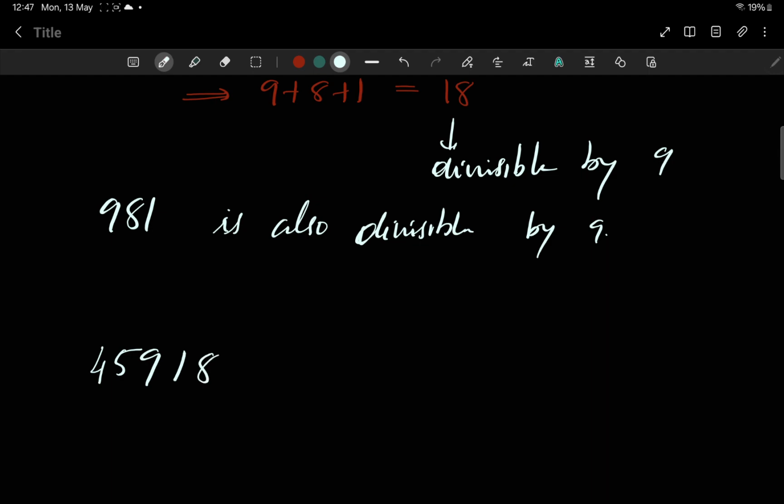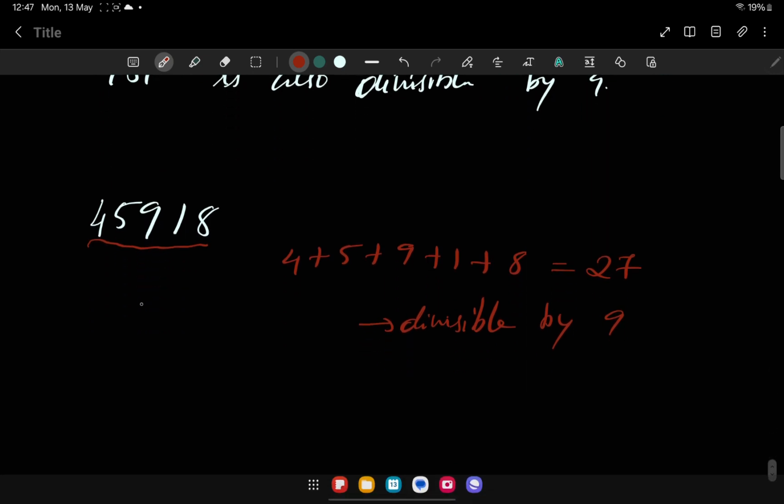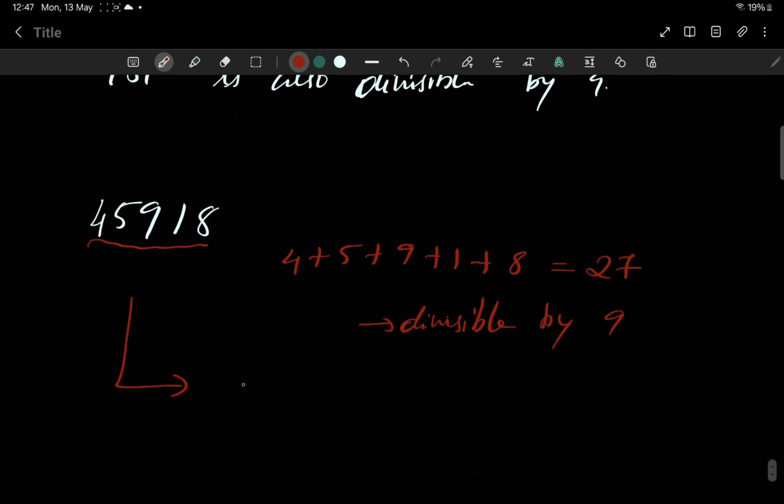Okay, I will take one more example. 45918. So you need to add all these digits, that is 4 plus 5 plus 9 plus 1 plus 8, which is equal to 27. This 27 is divisible by 9. Therefore this number 45918 is divisible by 9.